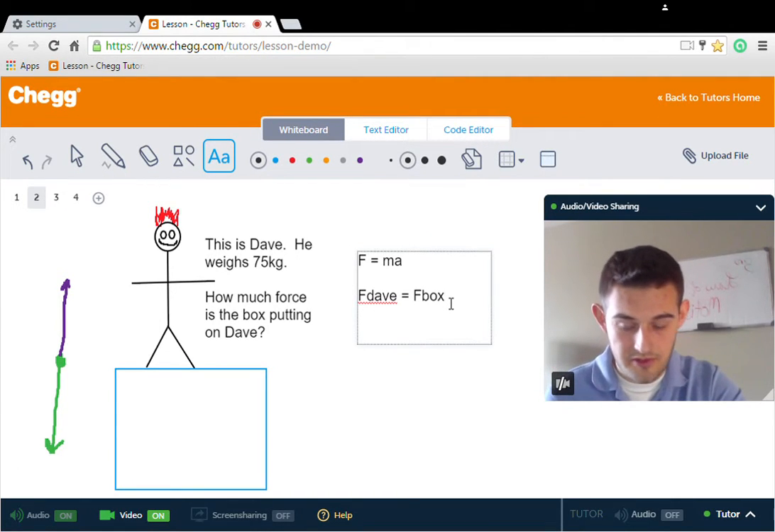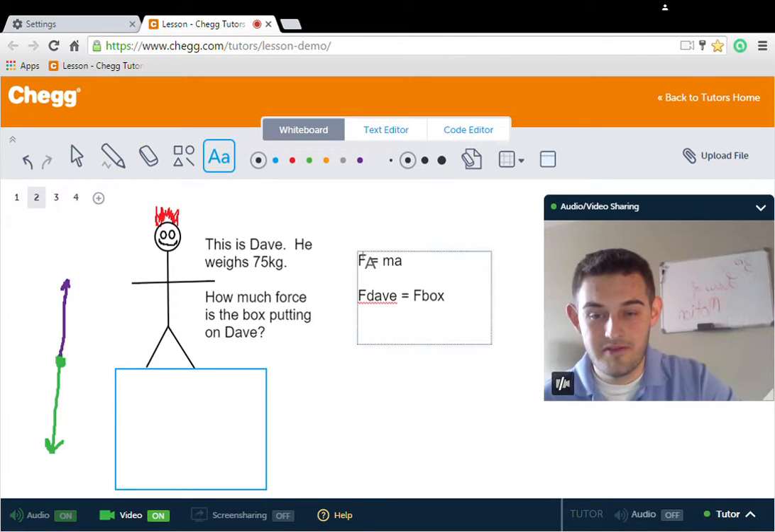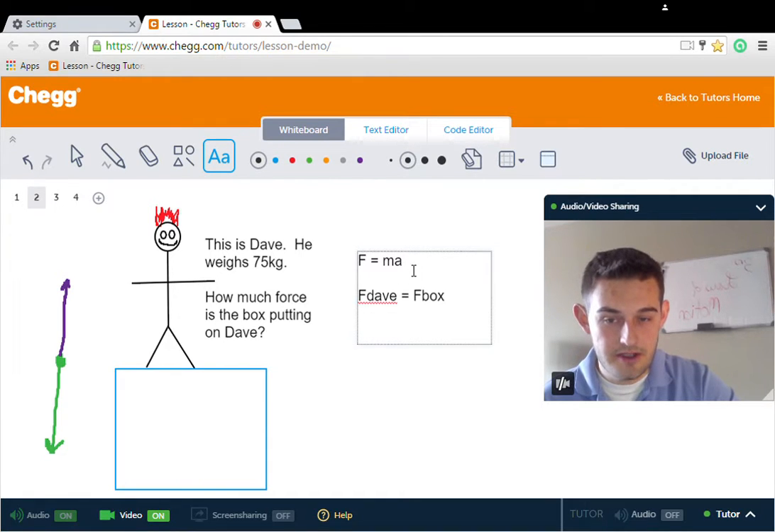That's Newton's third law. So then we can use this to figure out how much force the box is putting on Dave, which is the same thing as saying how much force is Dave putting on the box, because they're both opposite and equal. So really all we have to do to figure out the force the box is putting on Dave is to calculate Dave's mass times his acceleration.